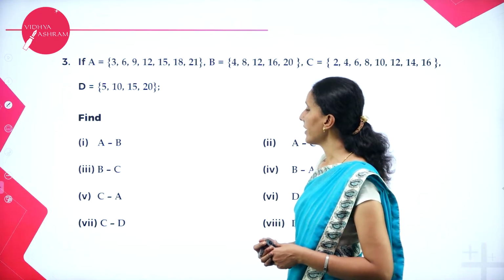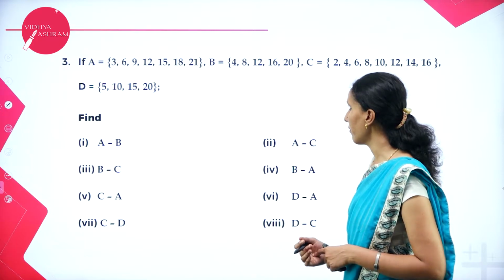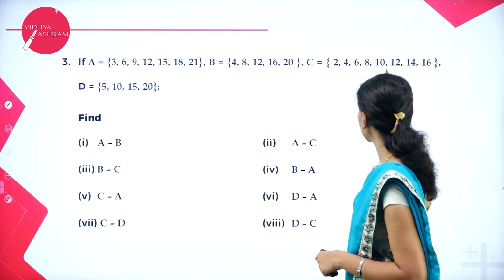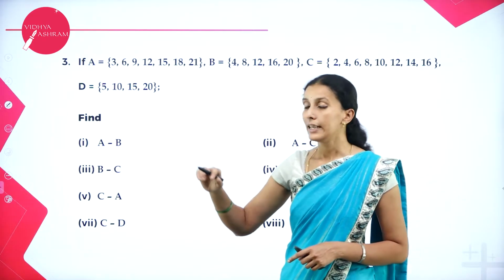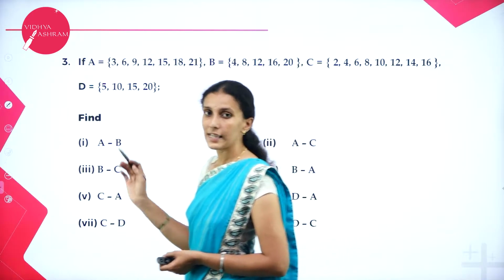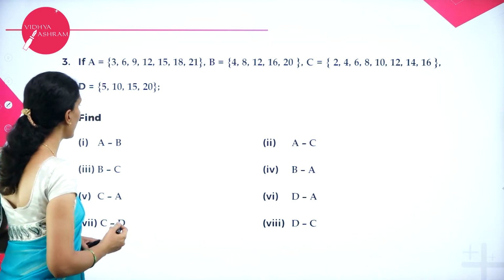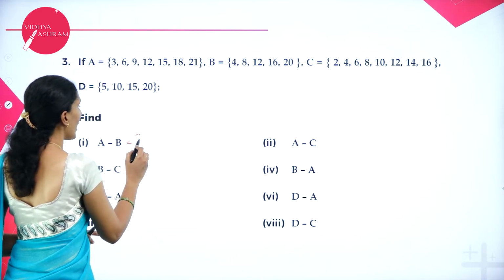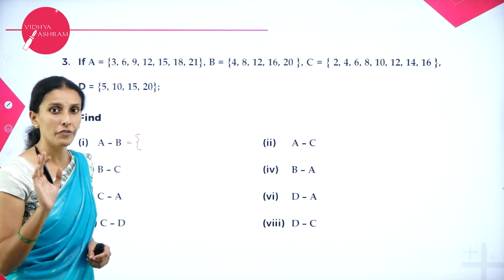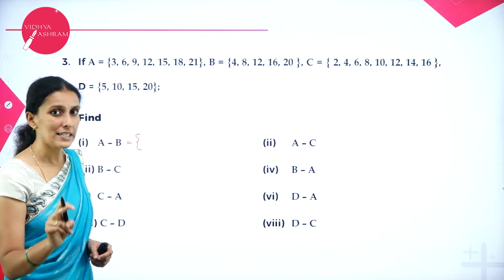If A is 3, 6, 9, 12, 15, 18, 21, B is 4, 8, 12, 16, 20, C is 2, 4, 6, 8, 10, 12, 14, 16, D is 5, 10, 15, 20. Find all these differences. So first one is A minus B. A minus B means write only the elements of A, but it should not be present in B.